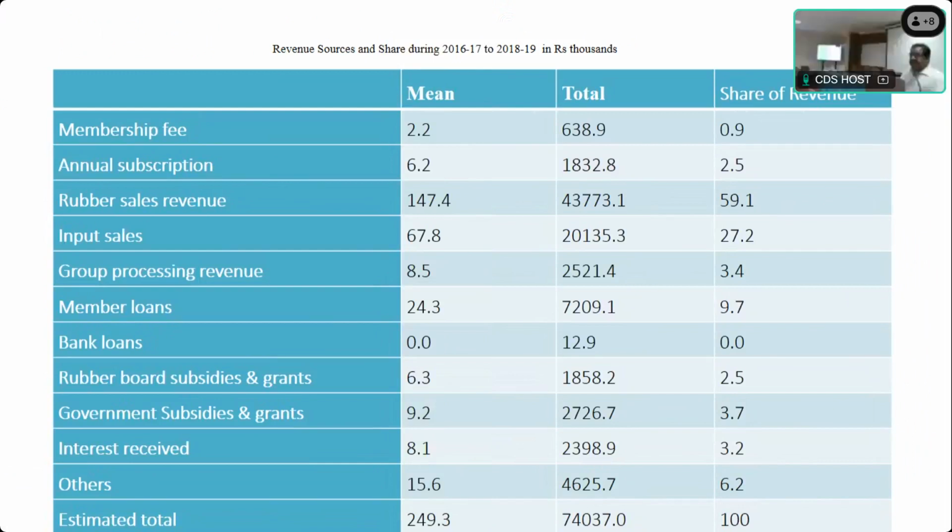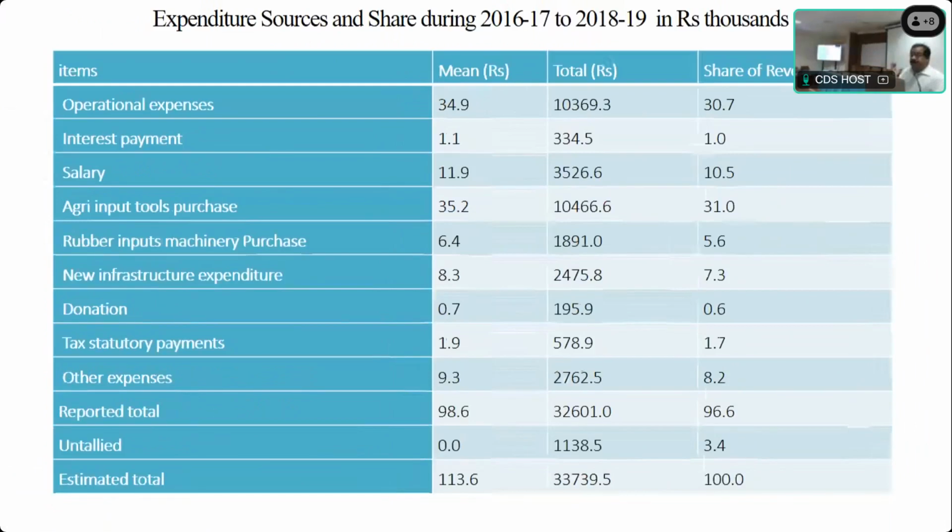And there is about 27%. The last column shows the share of the sale. 27% come from input sales, but mostly coming from the rubber sales. So sales is one of the major activities through which they are generating their revenue. On expenditure, 30% is on operational expenditure, and 31% is on buying input tools, which is actually procuring input for sales. So apart from operational expenses, about 31% of the total expenditure is going into buying these inputs that are required for purchases.